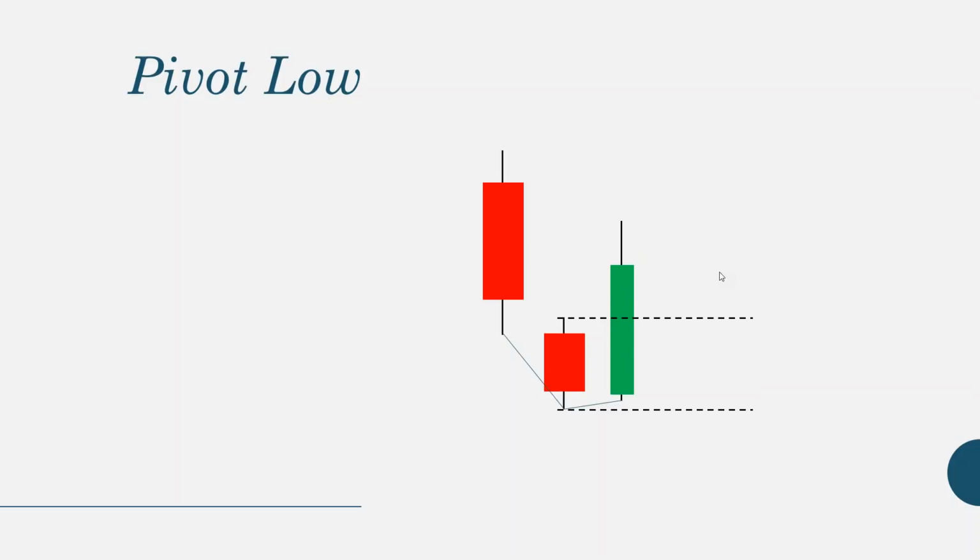Now, a pivot low is the opposite. You'll have two bearish bars followed by a bullish bar. The bullish bar should close above the high of the middle bar. Again, sometimes it will close under the low, but that would be considered a ghost pivot low, not a true pivot low.